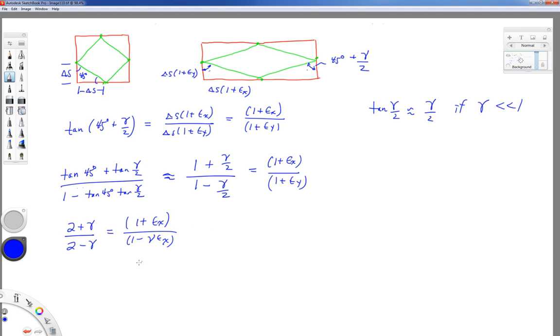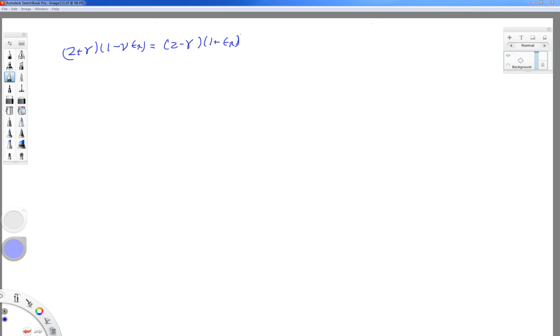I'm going to cross multiply these terms. Let's see, 2 plus gamma, 1 minus nu epsilon x. On the right-hand side, 2 minus gamma, 1 plus epsilon x. Let me pause this and I'll make a little bit more room. And we're simply going to expand these terms out algebraically.